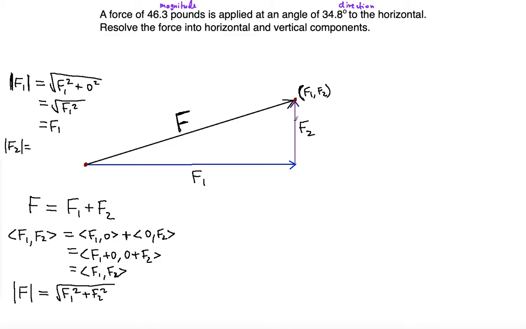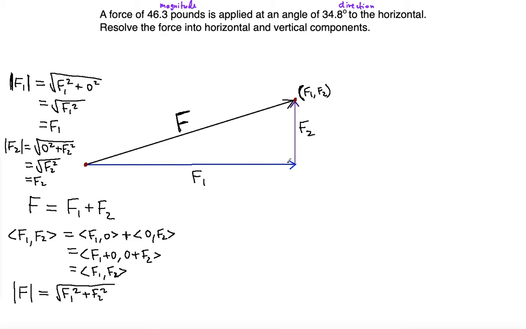The magnitude of the vertical vector, or the vertical component of the main force vector here, is going to be what? It's going to be the square root of 0 squared, because these are the components of the second vector. They're right here. So 0 squared plus the second component, which is F2 squared. That gives you F2 squared, which is itself, right? Because the square root and the square cancel, you get this itself. So the magnitude of F2 is simply F2 itself.